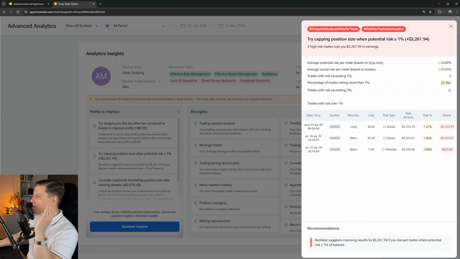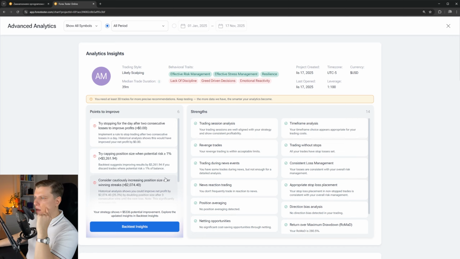But what is not a mistake, and this is something that is my fault, is that we should cap the position when potential risk is more than 1%. Because as you can see on our one trade that I've had, I risked more than 1%. And as you can see, this is a mistake on my side, so I should be more aware of that.